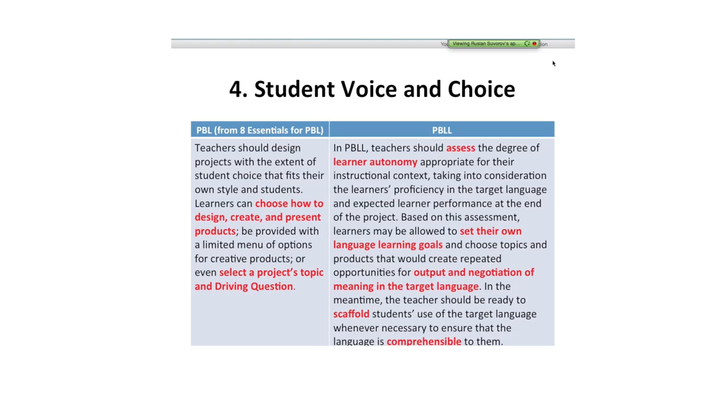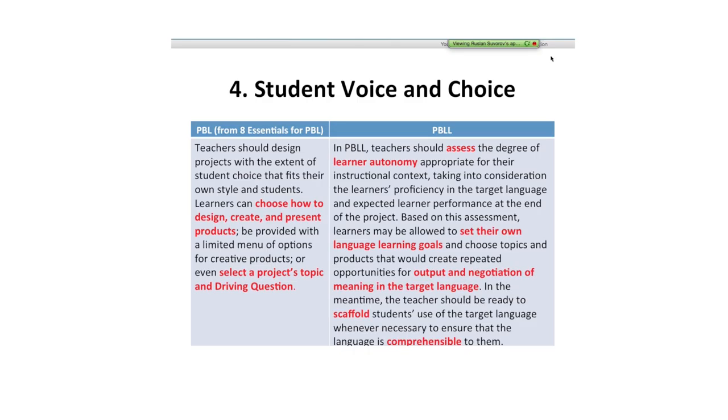Student voice and choice, the fourth essential element. In PBL, as has already been mentioned in lesson one, students should be given some voice and choice, so they can choose, for example, how to design, create, and present products. They can be provided with some options for what they want the final product of the project to be. They can also even be given an option to select the topic of the project and or a driving question.